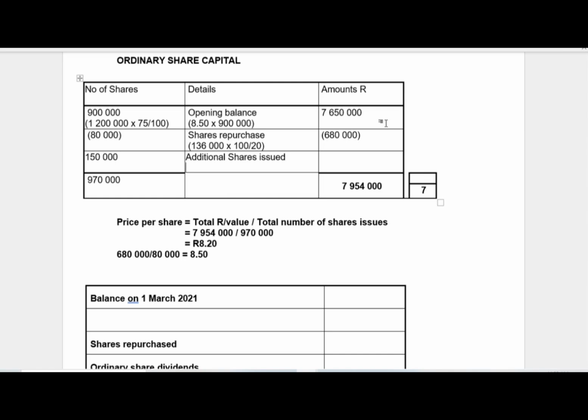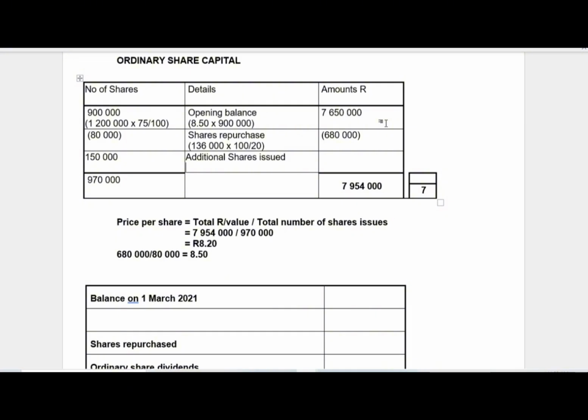You add the repurchase, you subtract the opening. So let's do so and see how much we are getting. Because when I say 150,000 times 850, I'm getting a very huge amount, which I don't think is the correct answer. Because they did not tell us how much they issued the 150,000 shares with, they didn't tell us the price per share.